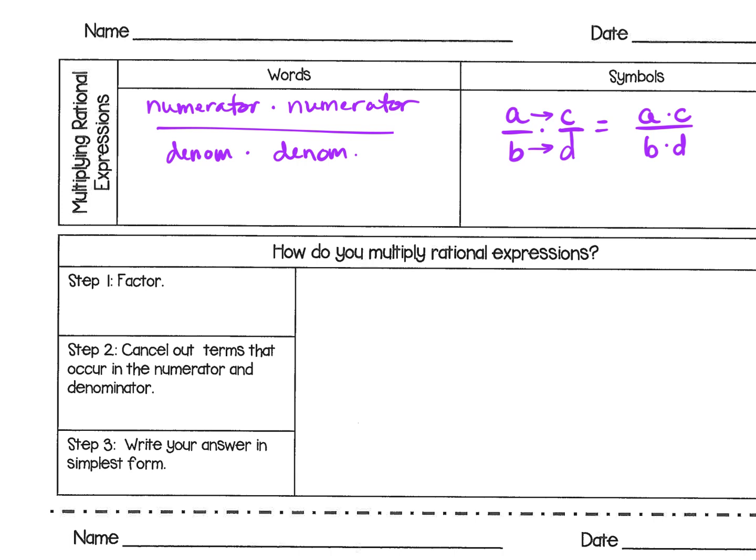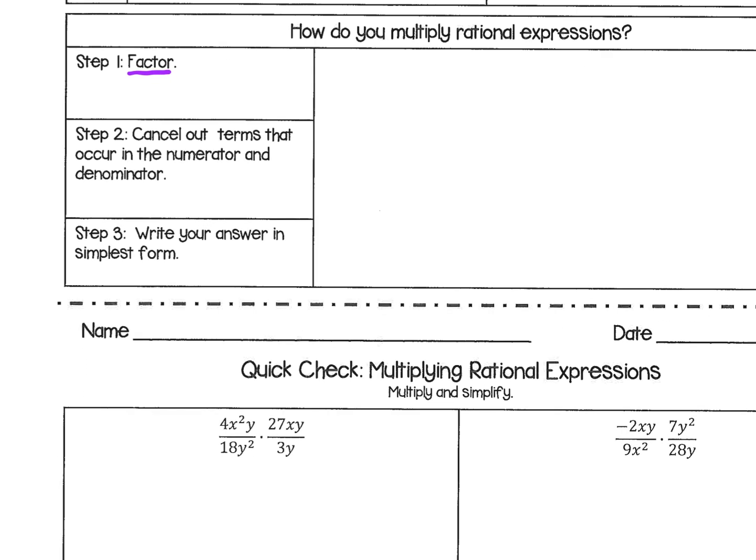So it says, how do we multiply rational expressions? First thing, step 1 is factor. Step 2 says cancel out terms that are common factors, okay? Anything in the numerator can cancel with anything in the denominator, whether it's in the same expression or in the one next to it, as long as it's multiplied. So we cancel out terms that occur in the numerator and denominator, and then we write our answer in simplest form. So let's look at an example.